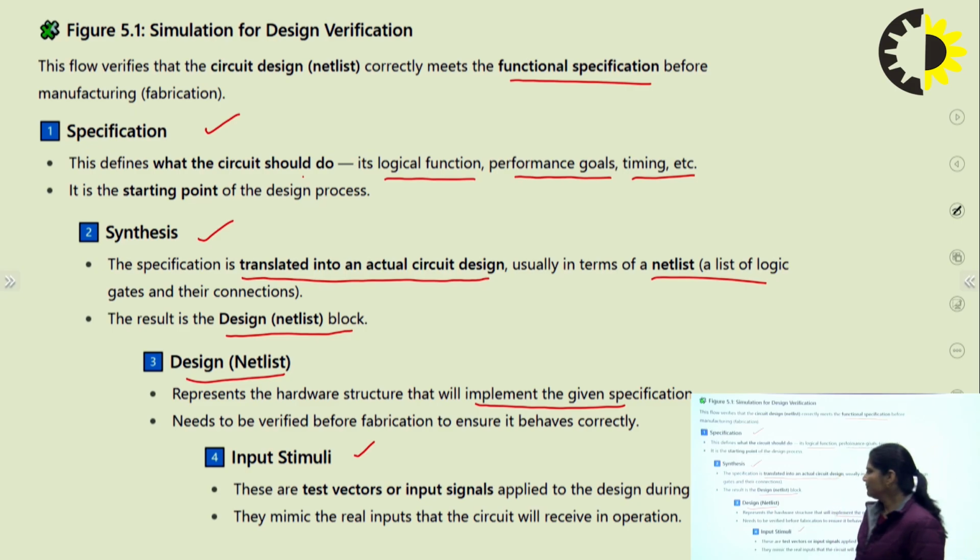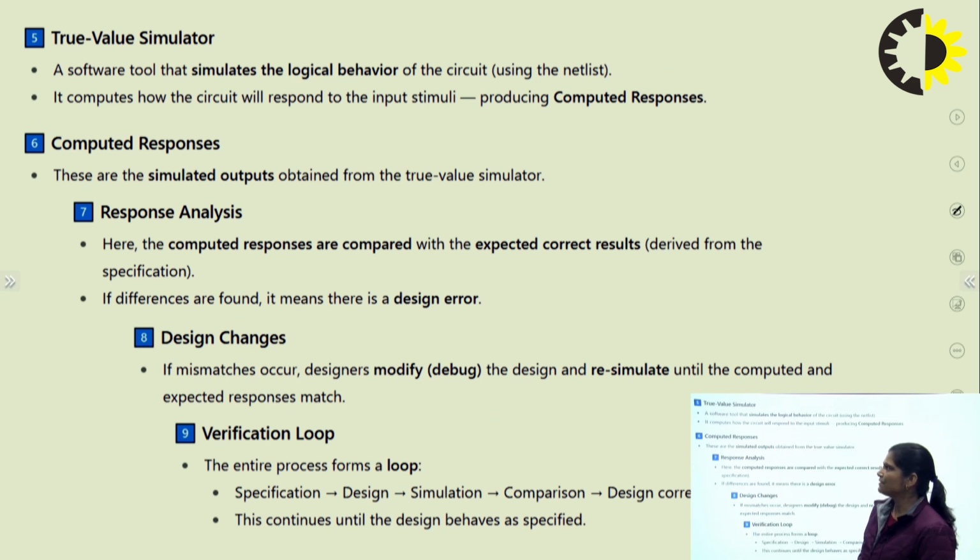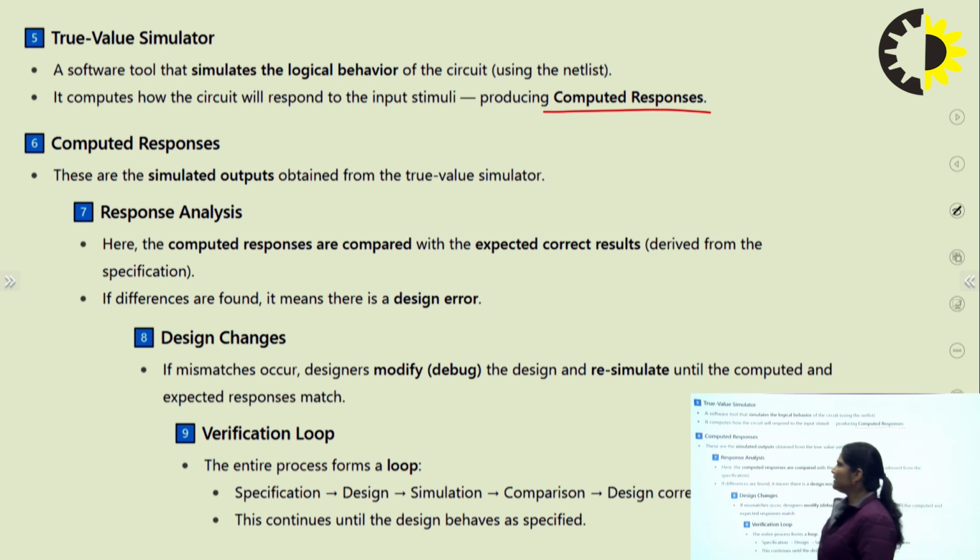Now the next step is the true value simulator. Here we use a simulator tool that simulates the logic behavior, for example of an AND gate. So we simulate the logic behavior of the circuit using the netlist. It computes how the circuit will respond to the input stimuli and produces the computed response from that logic. The computed response is the simulated output obtained from the true value simulator. Whatever output you get from here, that is simulated.